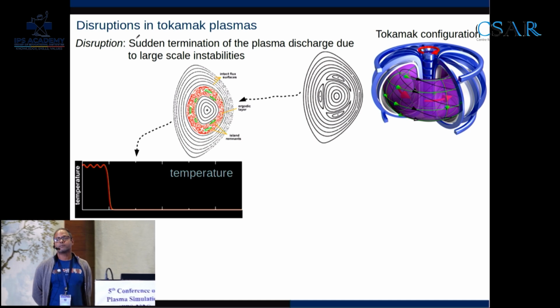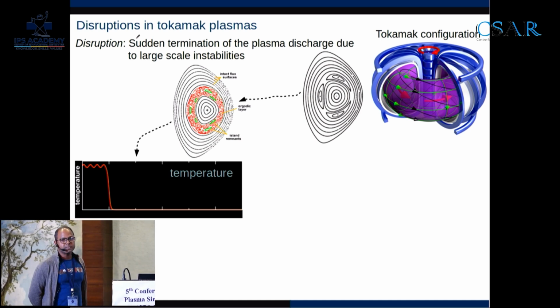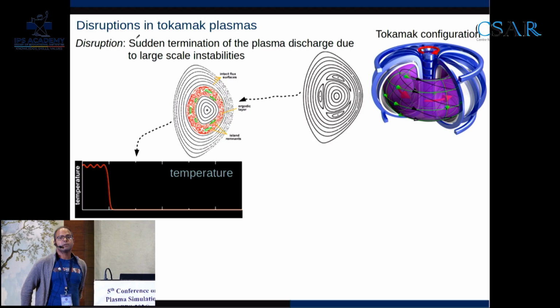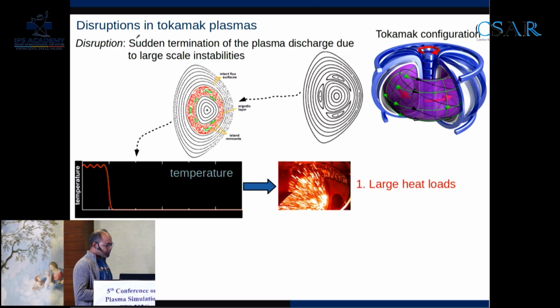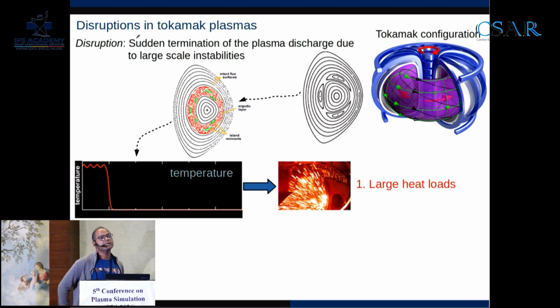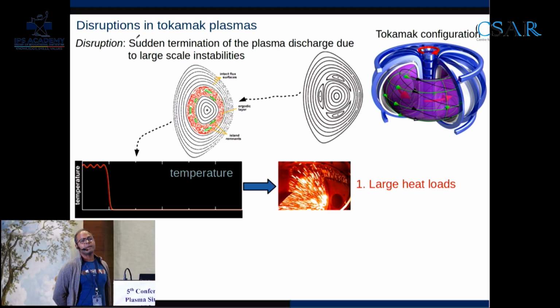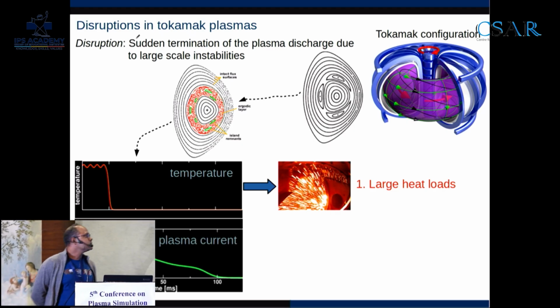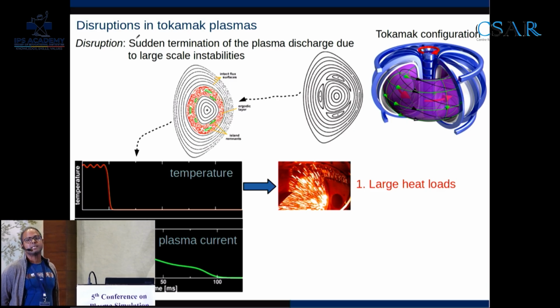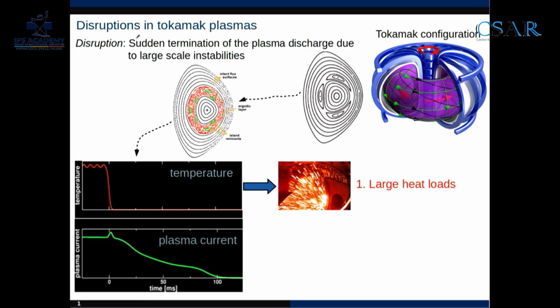So what's the result of this? All the thermal energy of the plasma is dumped within a short region near the divertor, and it can lead to massive heat loads. This is a detrimental effect that needs to be avoided. And apart from this, we also have a decay in the plasma current. You know that in a plasma, the resistivity scales as T to the power of minus 3/2. So if the temperature drops by a factor of 100, the resistivity increases by a factor of 1000. Due to the large resistivity, the plasma current starts to drop.